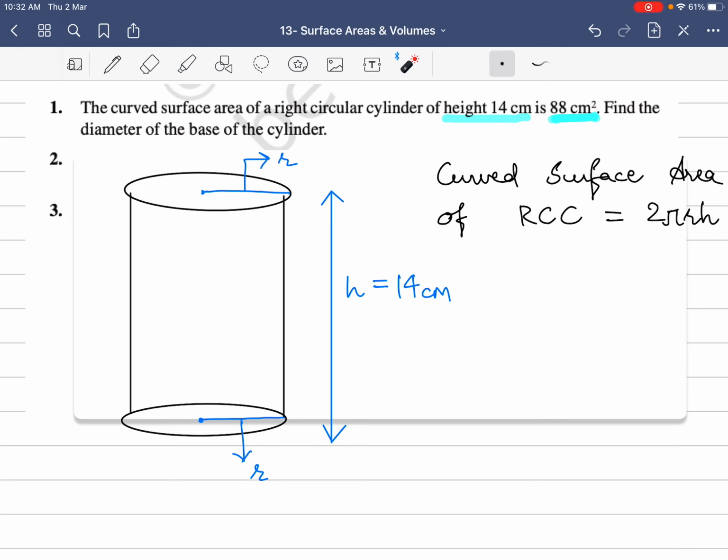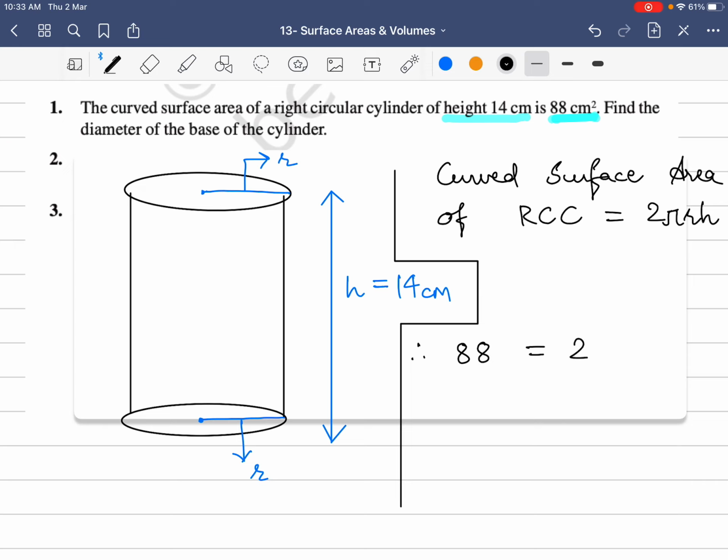Okay, so the curved surface area of RCC is 88 centimeter square. So I'm just going to substitute all the values. So let's draw a line here. Okay, so in this formula, let's substitute the values that we know. So therefore 88, which is the curved surface area, is equal to 2 pi, r is unknown and h is 14 centimeter. So I'm going to substitute this. So if we solve this equation, okay, r is the one unknown variable, we'll get the value of r.